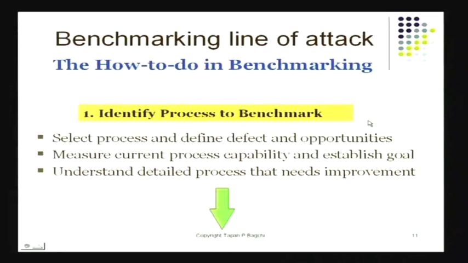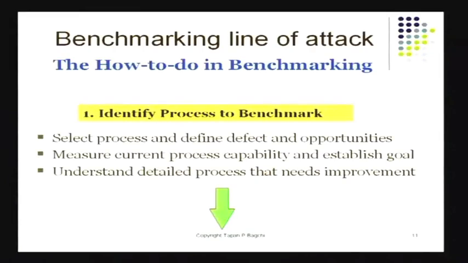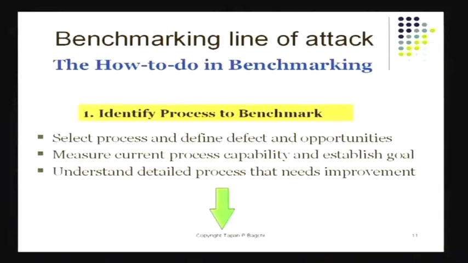This is very, very important. So you select the process and define the defect and opportunities. Opportunities would be like, if your defect level was lower, then perhaps your opportunities would be bigger, and that sort of thing. So the very first thing you'd like to be able to do is select a process that produces defective products. This is perhaps in need of some sort of benchmarking.